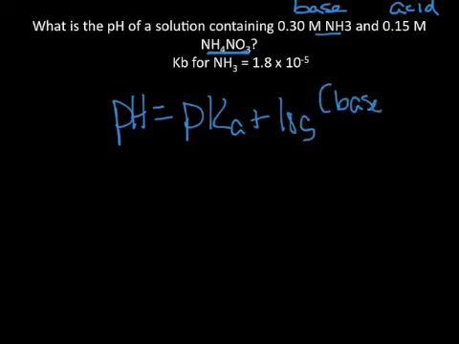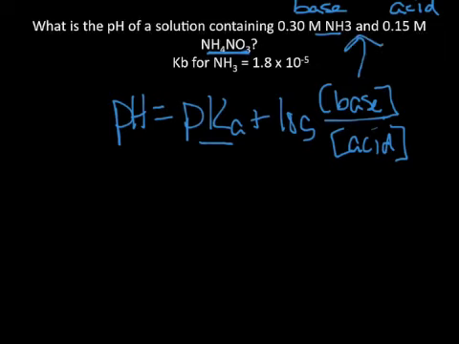Now in class we also looked at another version of this, where pOH equals pKb plus log acid over base, but I'm going to use this one so we can consistently use the same thing and maybe avoid some confusion. For this, I'm solving for pH. I need the pKa, and I already have my concentration of base and acid from up here.